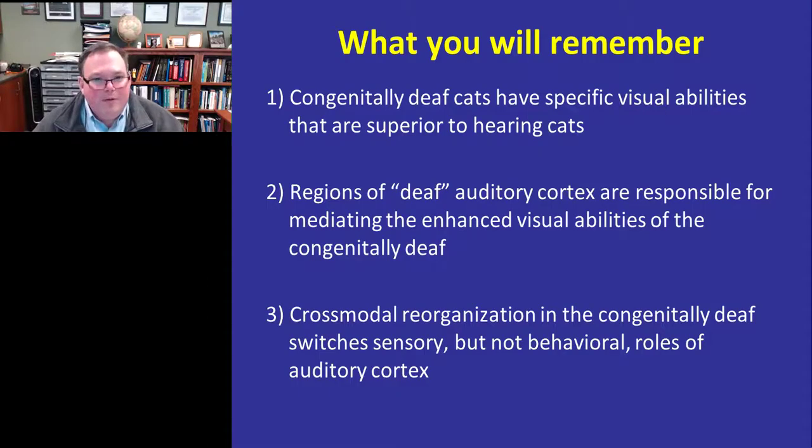So hopefully what you remember from today's presentation is that congenitally deaf cats have specific visual abilities that are superior to hearing cats, and these enhancements are really no different from those of human subjects. Second, regions of deaf auditory cortex are responsible for mediating the enhanced visual abilities of the congenitally deaf. So, in the absence of normal auditory input, other senses such as vision and somatosensation do utilize the underpurposed auditory cortex in a deaf subject. And finally, cross-modal reorganization of the congenitally deaf switches the sensory but not the behavioral roles of auditory cortex.